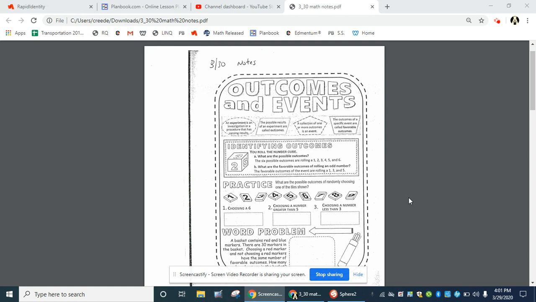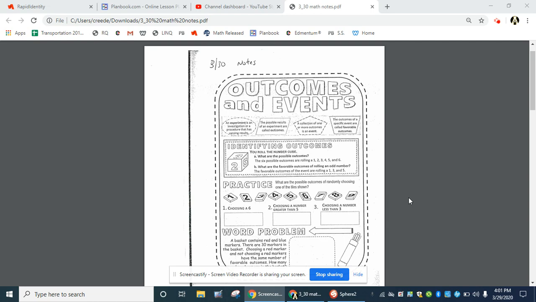Let's talk about experiment. An experiment is an investigation or a procedure that has varying results, or different results. The results of an experiment are called outcomes. There can be more than one outcome, or just a single outcome. A collection of those outcomes is called an event. Also, the outcomes of a specific event are called favorable outcomes, what you want to happen. So let's identify outcomes.